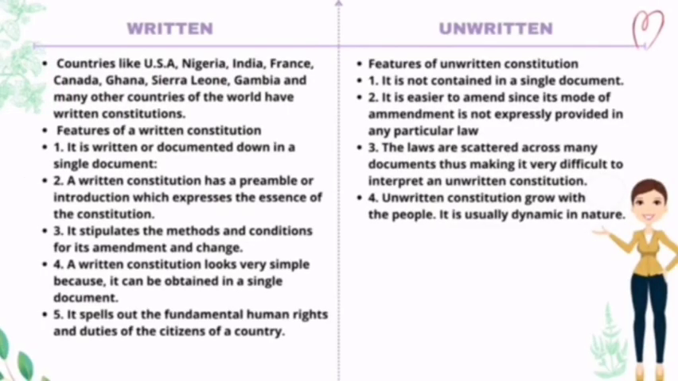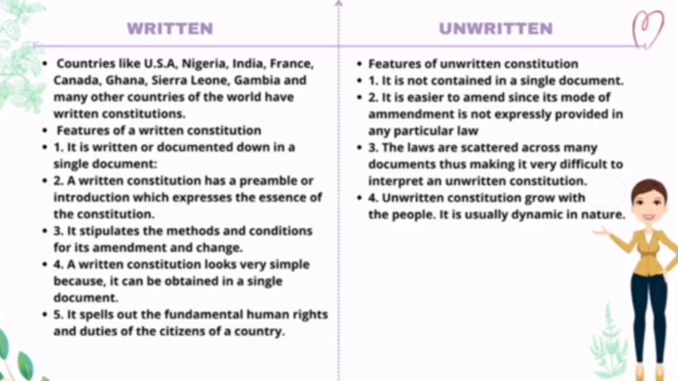Countries like the USA, Nigeria, India, France, Canada, Ghana, Sierra Leone, Gambia, and many other countries of the world have written constitutions. And then we move to the features of a written constitution. First, it is written or documented in a single document. Second, a written constitution has a preamble or introduction, which expresses the essence of the constitution. The third is that it stipulates the methods and conditions for its amendment and change.